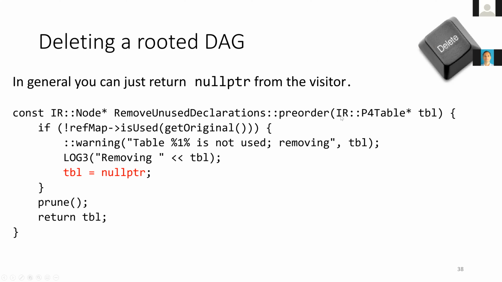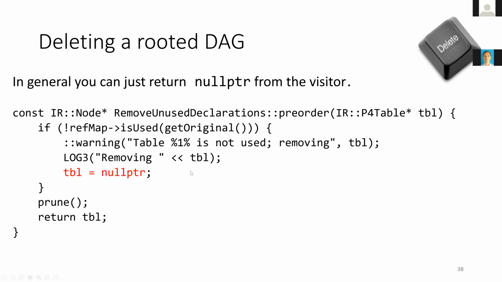So let's say we had a pass which checked whether a specific table is being used. And here we have a method which says if the table is not used, we want to delete it. So essentially we return a null pointer, and this will cause the table to disappear from the original program. And this prune call here, if you remember, the pre-order method is called before you visit the children of a node in the tree or in the DAG. And prune says, don't bother visiting the children. Since we are going to delete this node, we don't care about the children anymore anyway. In this case, that's why we don't want to visit them.